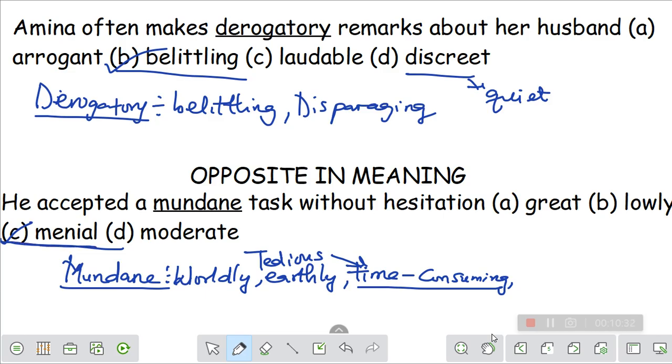So menial is something that is not that time consuming, it's regular, it's normal. But tedious is time consuming. Let's go to the next question.